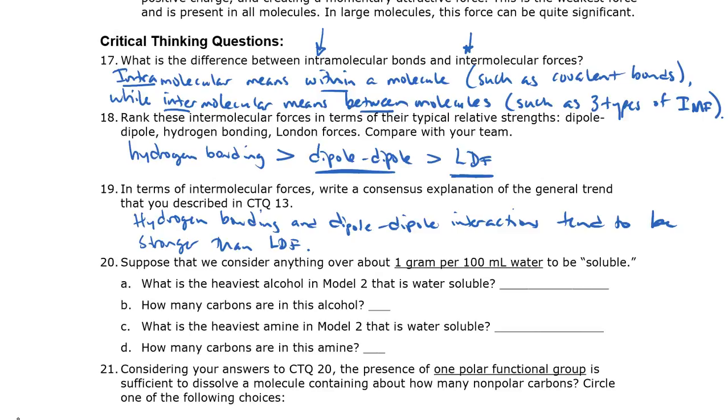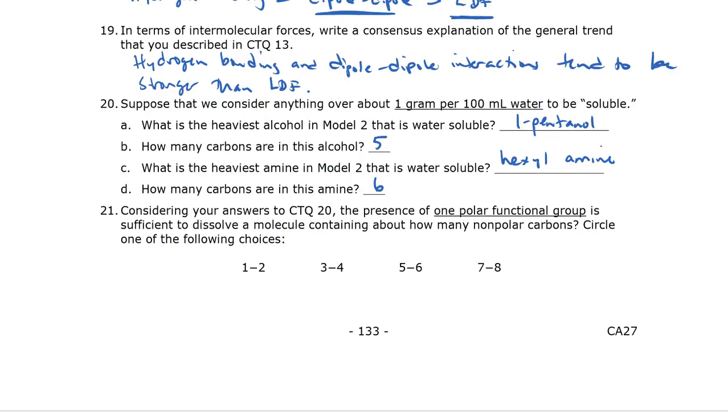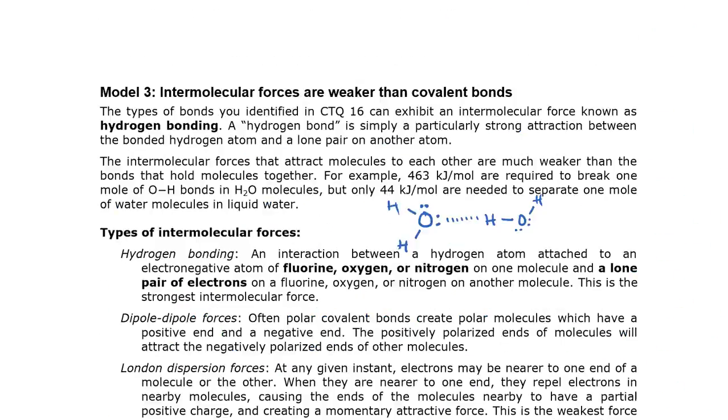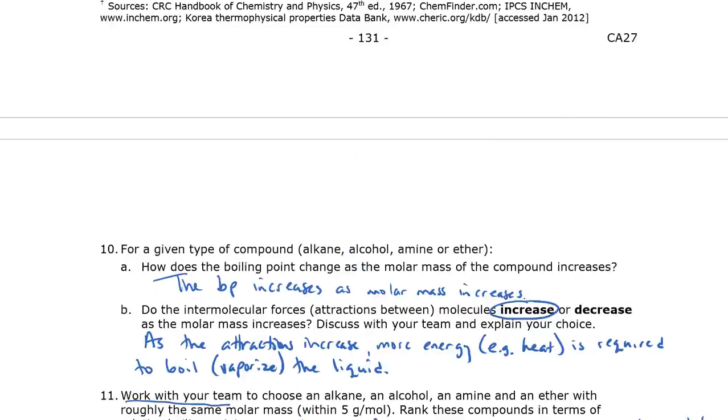Do parts A through D. Pause now. Okay, is this what you got? 1-pentanol for the heaviest alcohol with 5 carbons, and hexylamine for the heaviest amine with 6 carbons. Let's look back at that.